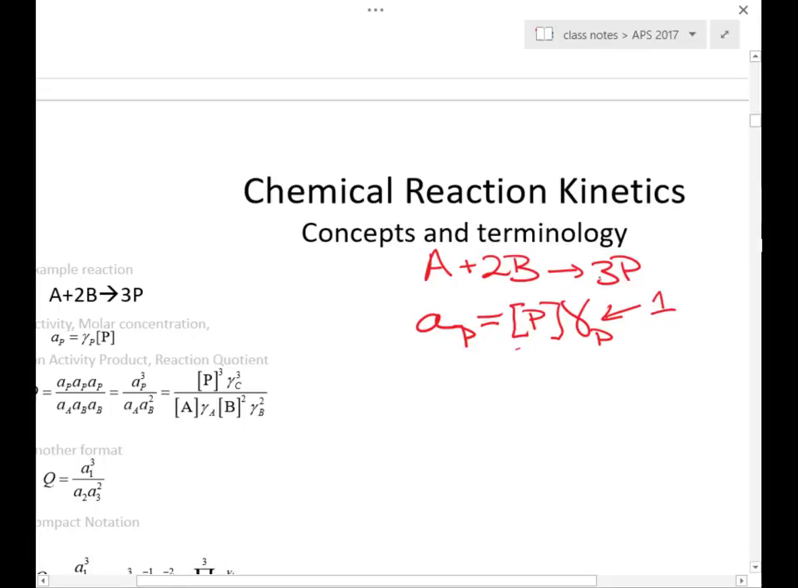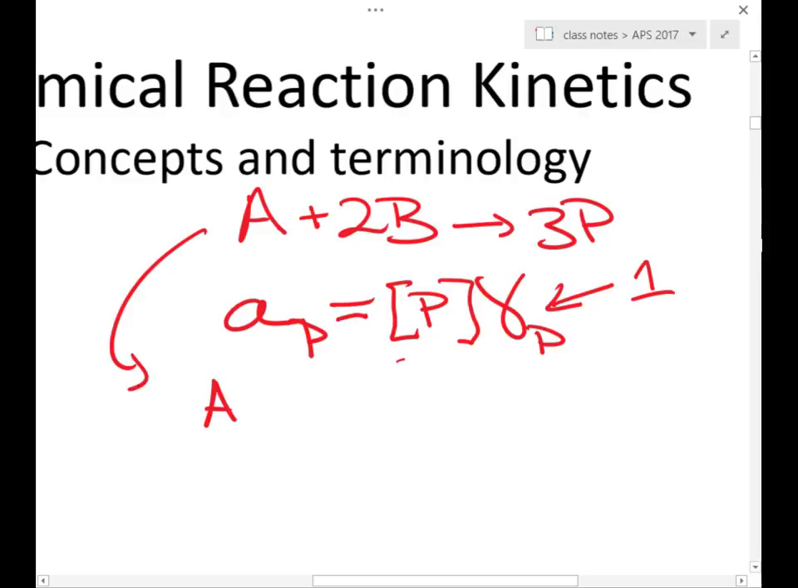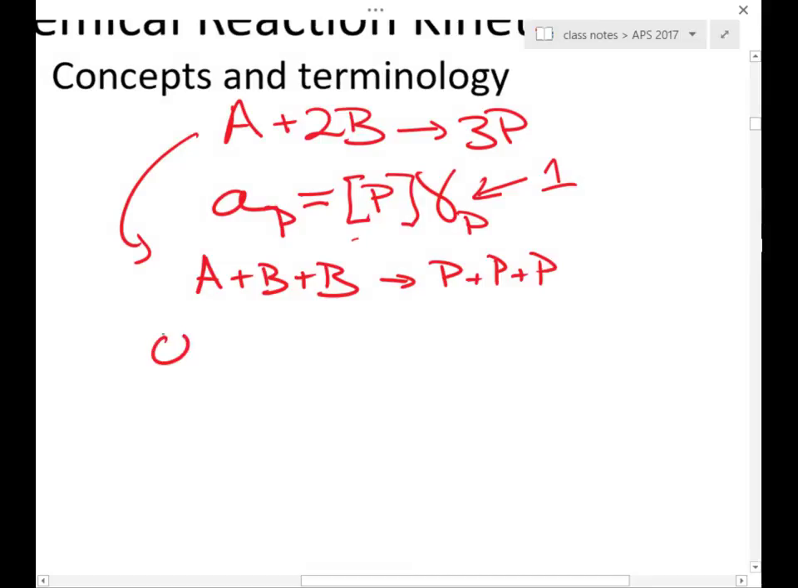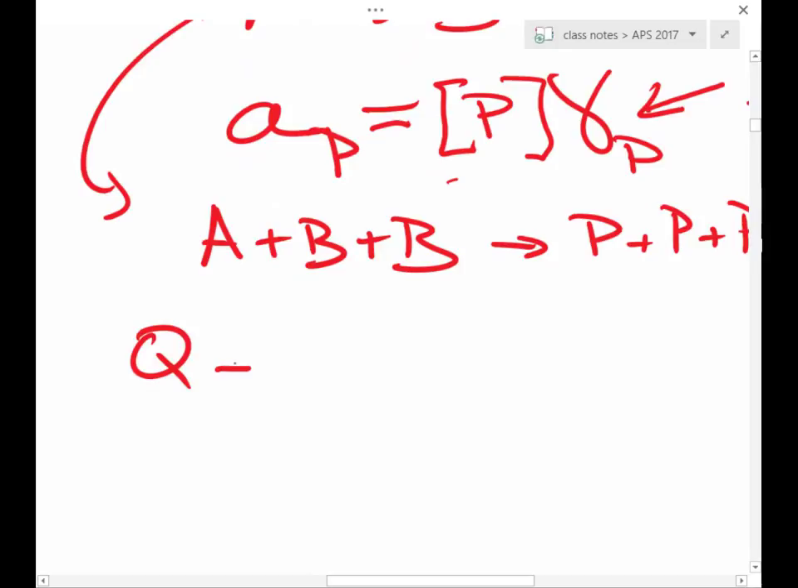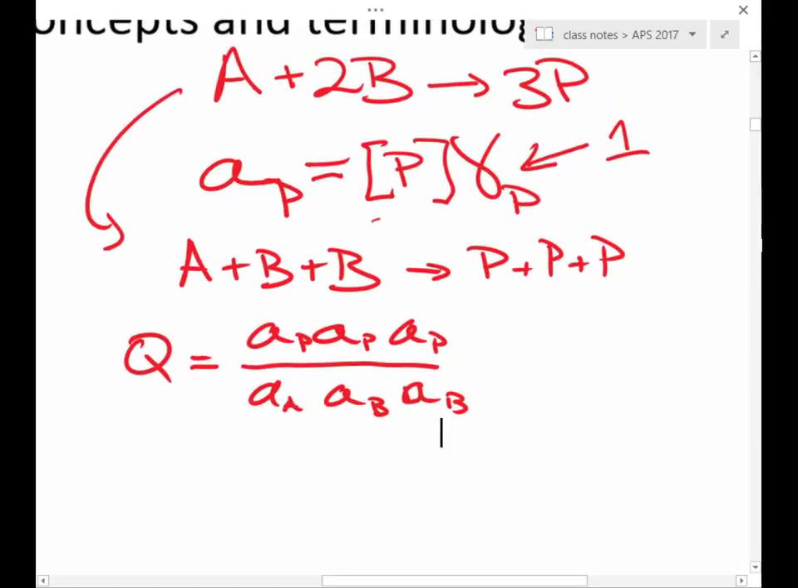Okay, so what we have for this reaction, we can express it one way like this. The reaction is A plus 2B, there are two B's, so we'll just write it like that, and then it goes to 3P, three products. So we can write this as a reaction quotient, Q. This is going to be the ratio of the activities of the products divided by the activities of the reactants. So it's AP times AP times AP, divided by the activities of the reactants. That's the reaction quotient, or the ion activity product.